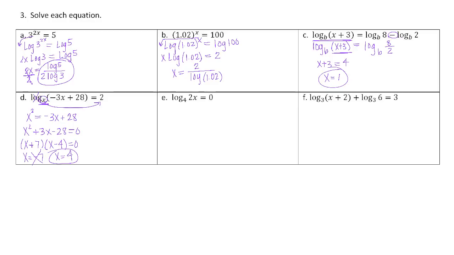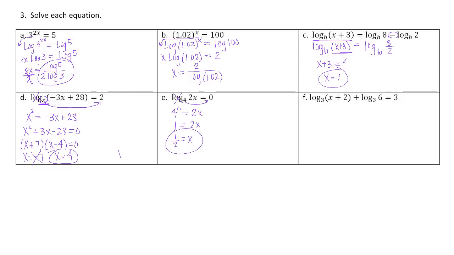For part E, we would say 4 raised to the 0 power. Again, we're removing that logarithm. So 4 to the 0 power equals 2x. So 4 to the 0 power is 1, equals 2x. Solving for x, we see it has to be equal to 1/2.